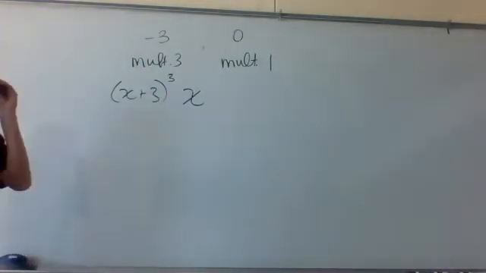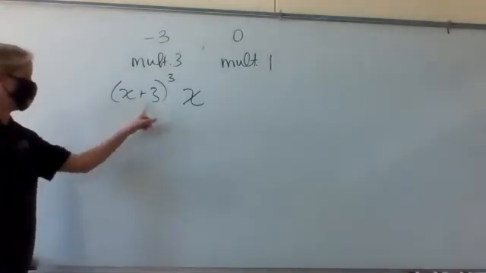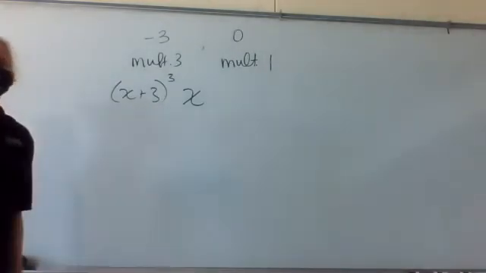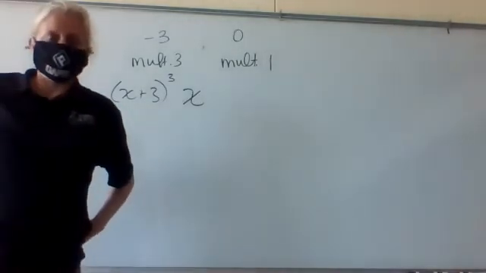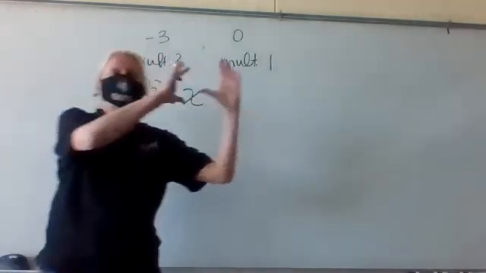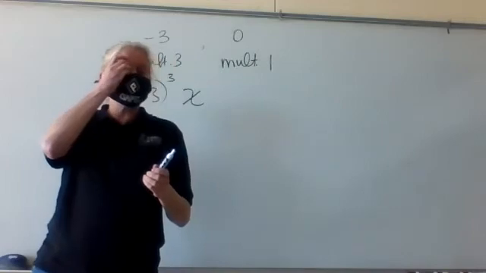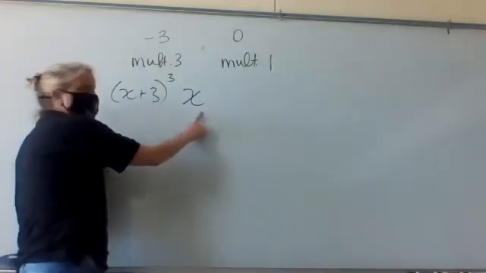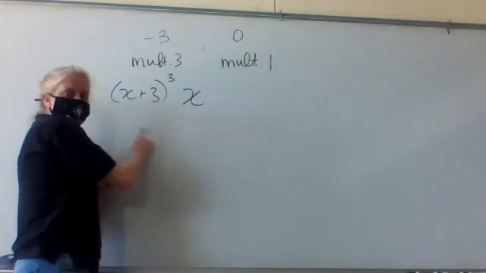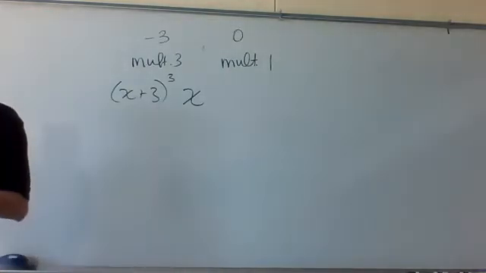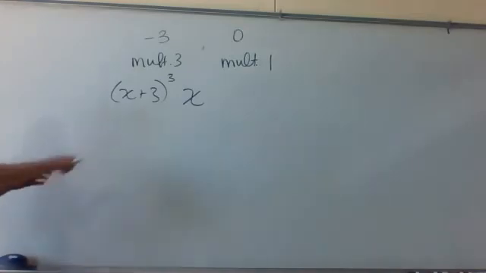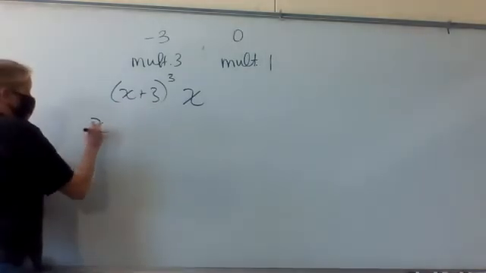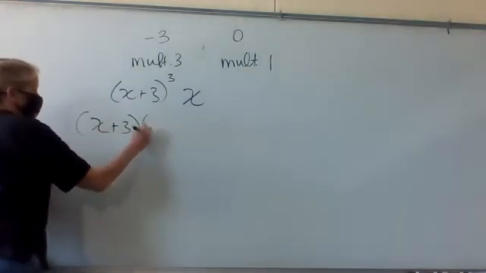So I'm going to do this first. Because what does x plus 3 cubed mean? X plus 3, x plus 3, x plus 3. Because then once I do that, I'll just have to multiply whatever that ends up being times x, which means I'll just distribute x to all the terms. So let's do this first. X plus 3 cubed.